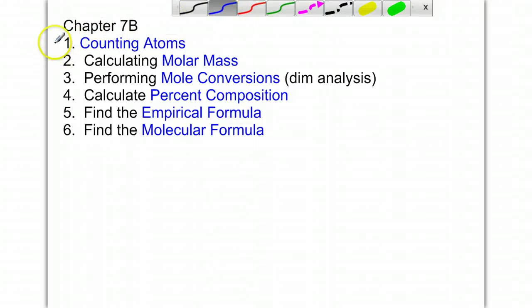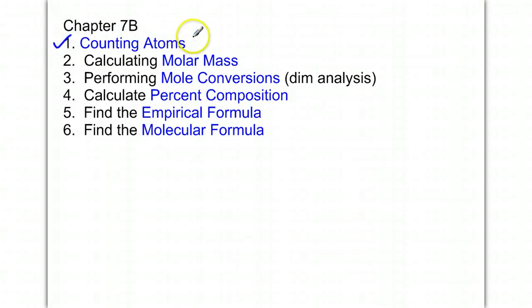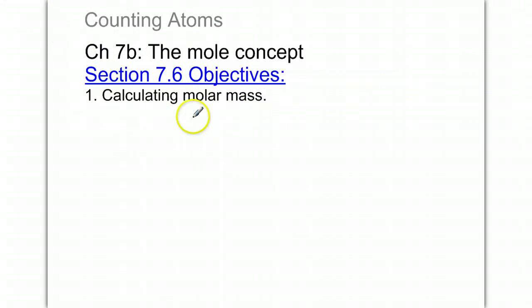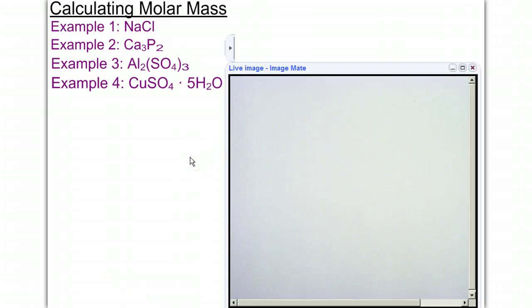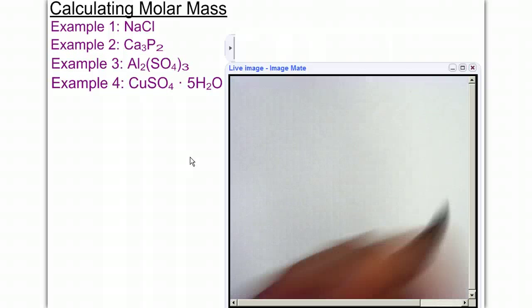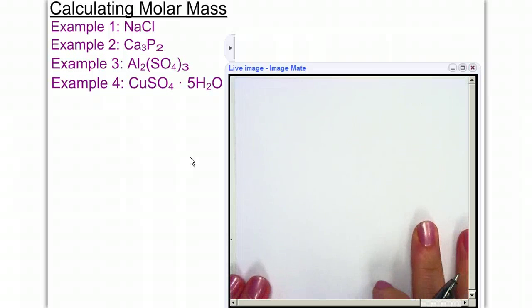At this point, you should have completed section 7.5, which is how to count atoms. And so now we're on section 7.6, which is calculating molar mass. So here are our examples for calculating molar mass, and I'm going to bring up the live image mate because we have to use our periodic table. So example number 1 is NaCl.